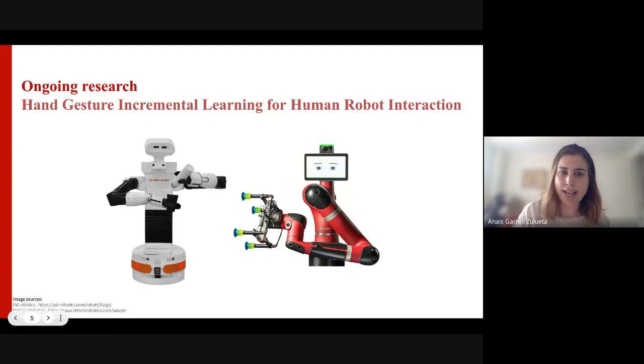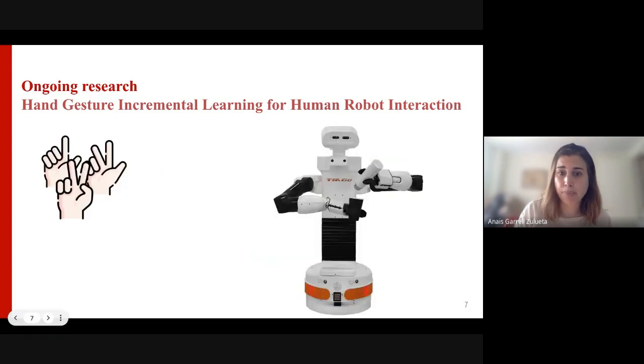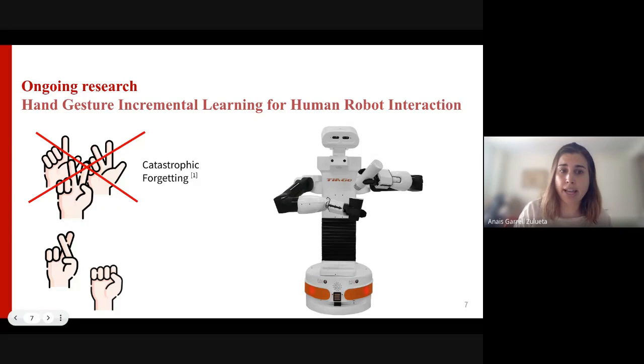We want to make incremental learning. What does it mean? It means that the robot finds a new person, and that person wants to teach the robot a new gesture. The robot is capable of understanding and learning these new gestures, and this is called incremental learning. This is the robot that we are using, a TIAGo robot from the PAL Robotics enterprise. Using this incremental learning, we are avoiding catastrophic forgetting. This is something typical in deep learning techniques: when you learn new classes, in this case gestures, you forget the previous ones.